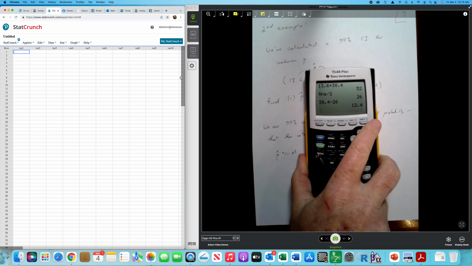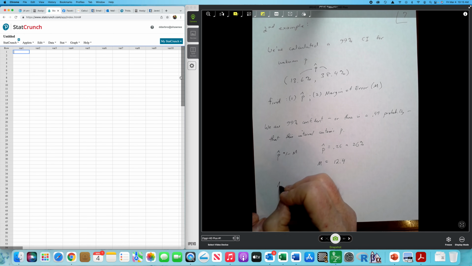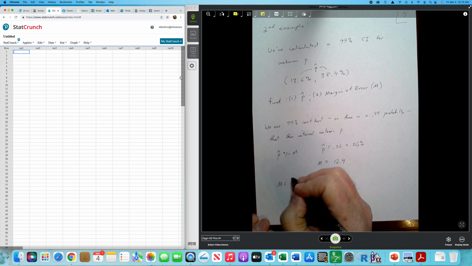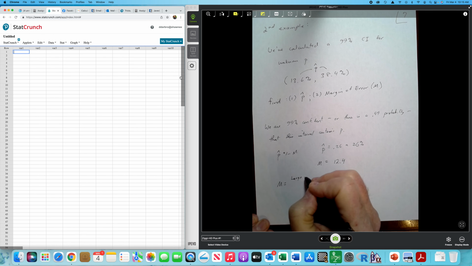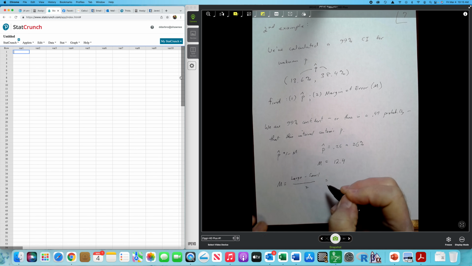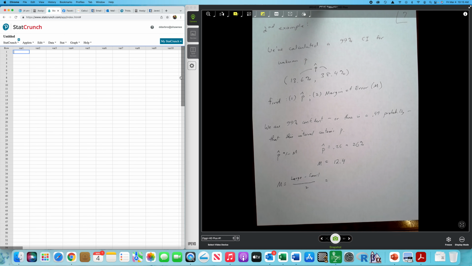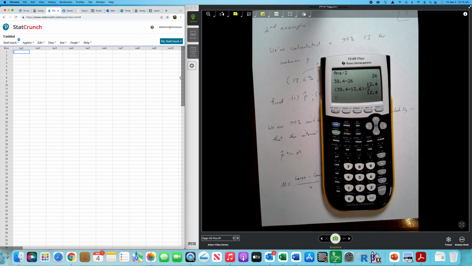Another way to find the margin of error, it's the large number minus the small number, divided by 2. So I would have 38.4 minus 13.6, divided by 2, and you'll see I get the same thing.